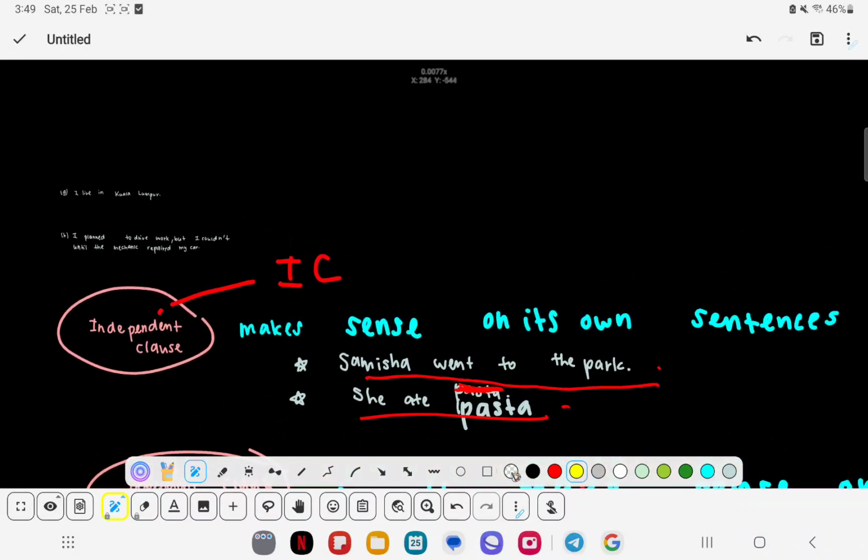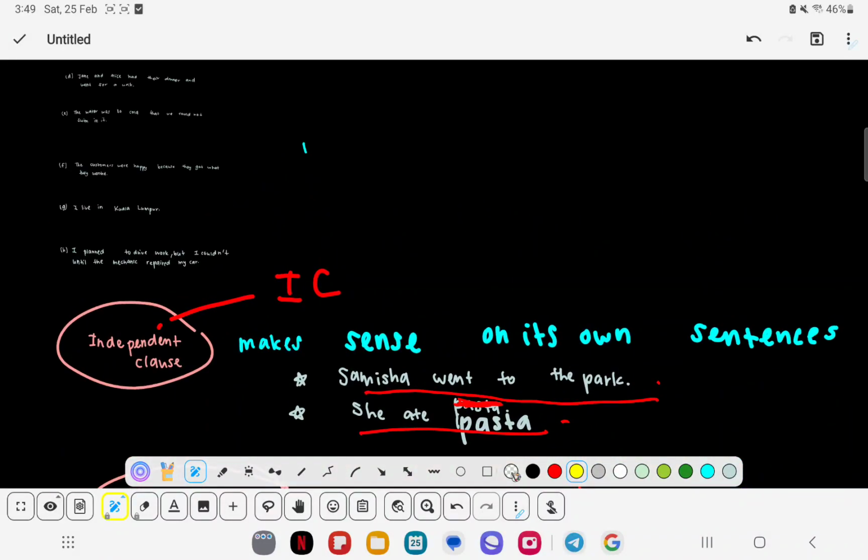If you can see here, we have independent clause. Independent clause is also known as IC. The meaning is that it makes sense on its own. When we say this, it means that it does not need any other extra words, and it can construct its own sentence. We do not need to add anything like because, this kind of word.